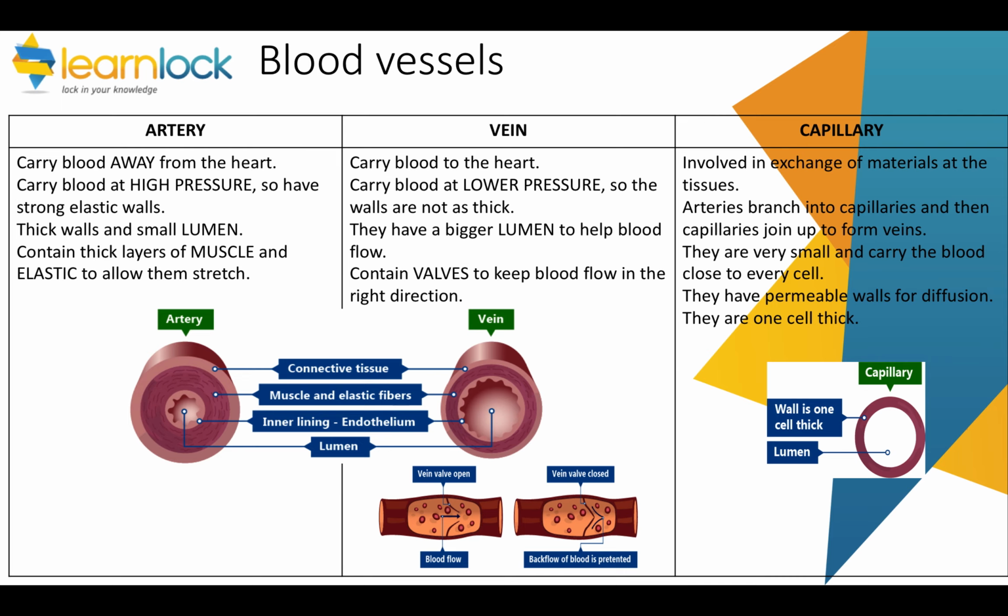Arteries branch into capillaries, and then capillaries join up to form veins. So most of our cells in our body are connected in some way through a capillary or arterial vein. Now, capillaries are much smaller and they're involved in the exchange of materials, so they're often just one cell thick to allow for diffusion. They are very small and they carry the blood close to every cell.